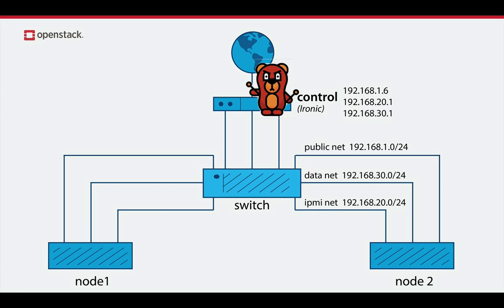So this was just a quick run through of how to install Ironic on a control node and Kubernetes on some worker nodes controlled by Ironic.